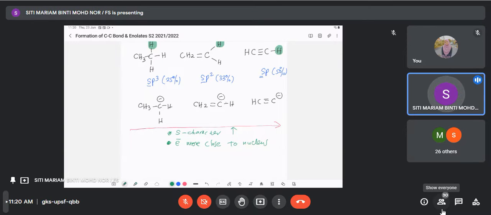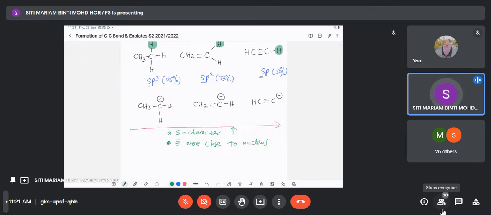So spherical, so it surrounds the nucleus. Nucleus in the middle. So your electron density is also very close to your nucleus. If you have a P orbital, the shape is a dumbbell. Okay, you have two lobes, right? So the distribution of electrons is slightly far from the nucleus.